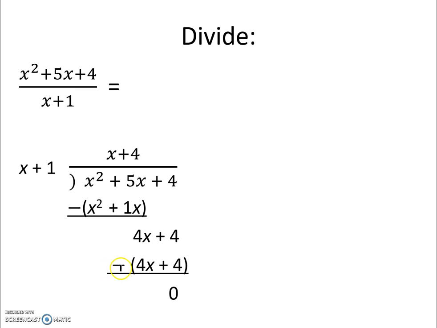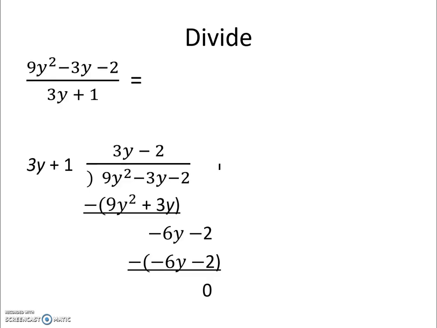And again, subtracting that whole quantity, when we take 4x from 4x, we're left with 0, and again, that first term should always go away. Minus 4, in this instance, the plus 4 and minus 4 go to 0. So that means that this x plus 1 times x plus 4 gives us this x squared plus 5x plus 4.